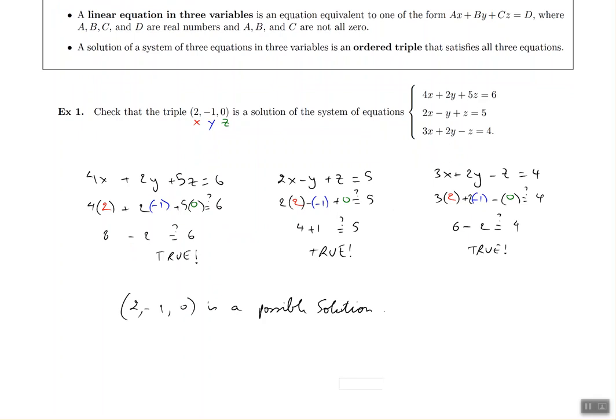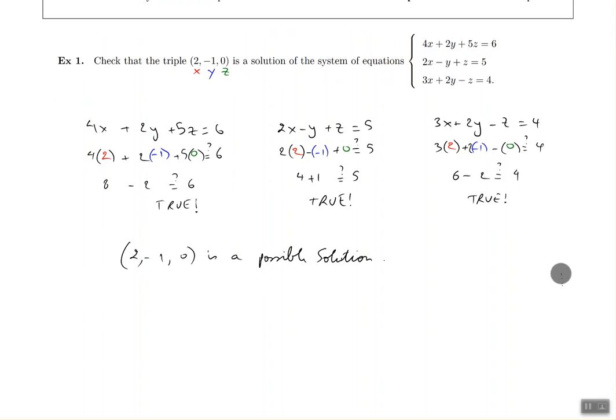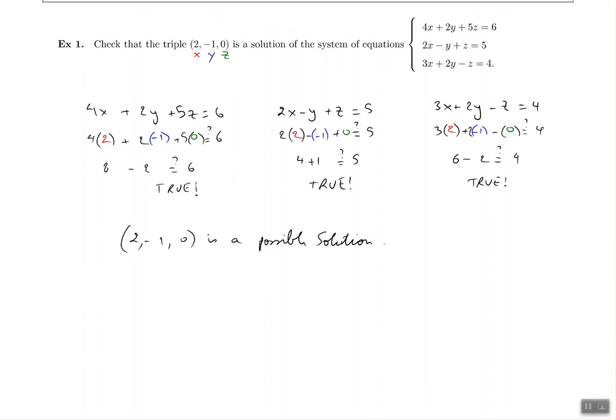So the trick is, though, how do you get the triplet? How do you get these three numbers 2, -1, 0? That's what we're going to be focusing on for the rest of the section here and the next couple of sections.